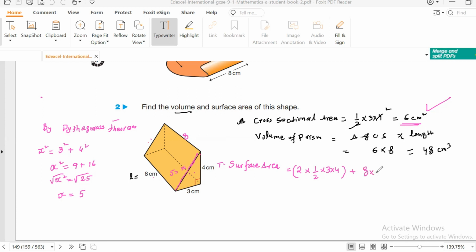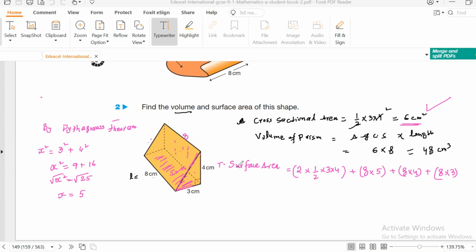So how to find area of rectangle? Length into width. Apply that concept. 8 into 5 plus 8 into 4, that side, this side. So 8 into 4, and then lastly we have the down part, this face, where the length is 8 and the width is 3. 8 into 3.